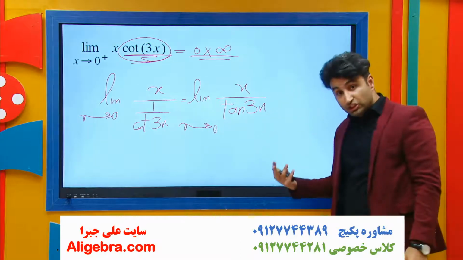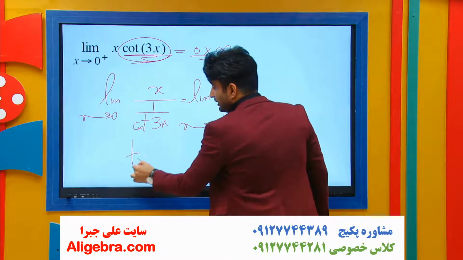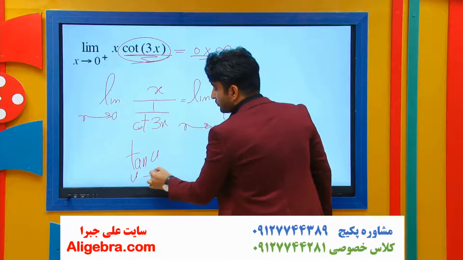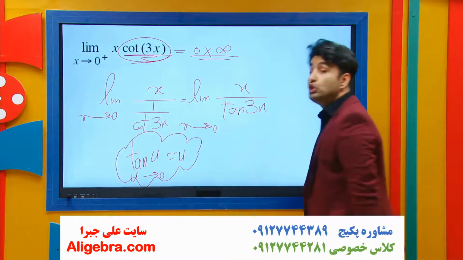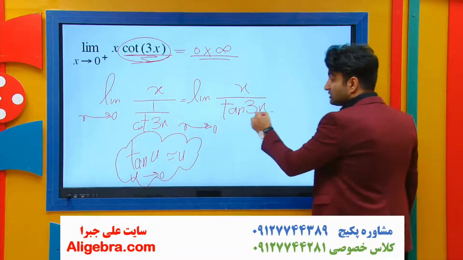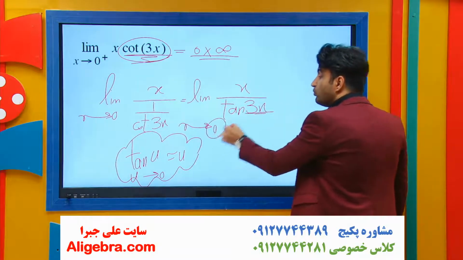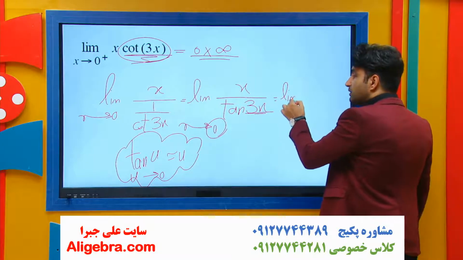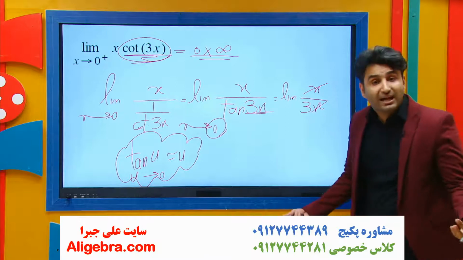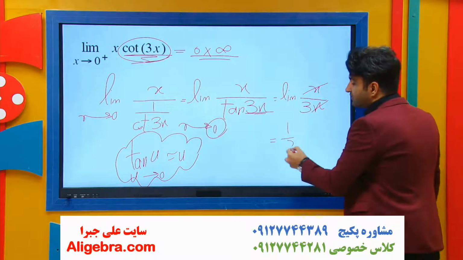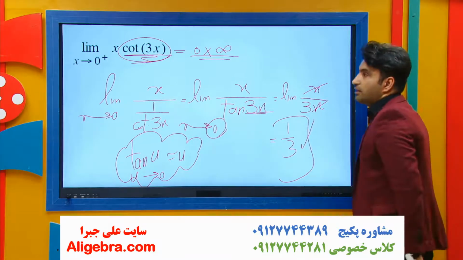Thanks to the sandwich theorem, tangent u as u approaches 0 is approximately equal to u. So tangent 3x as x approaches 0 is equal to 3x. x on top and x on the bottom cancel each other, and 1 over 3 is left. And that's the lovely answer.